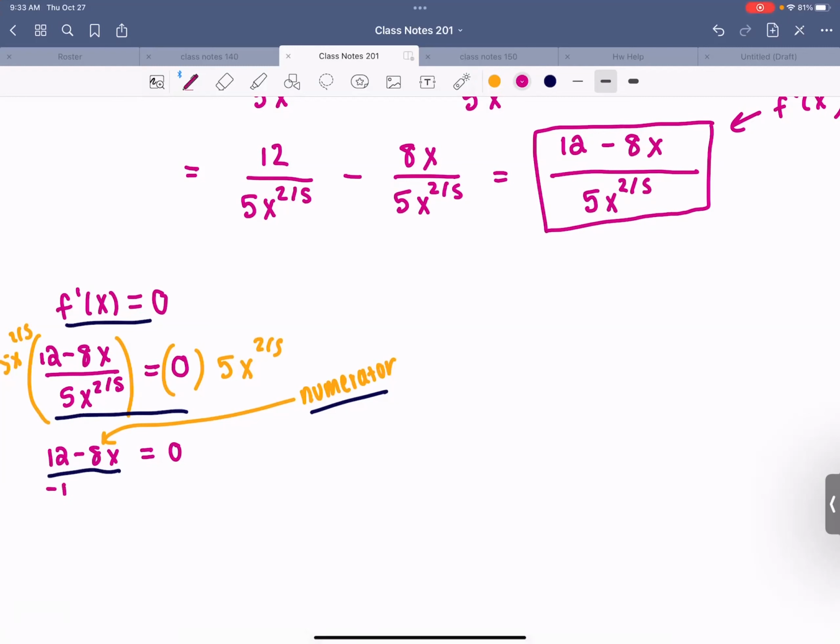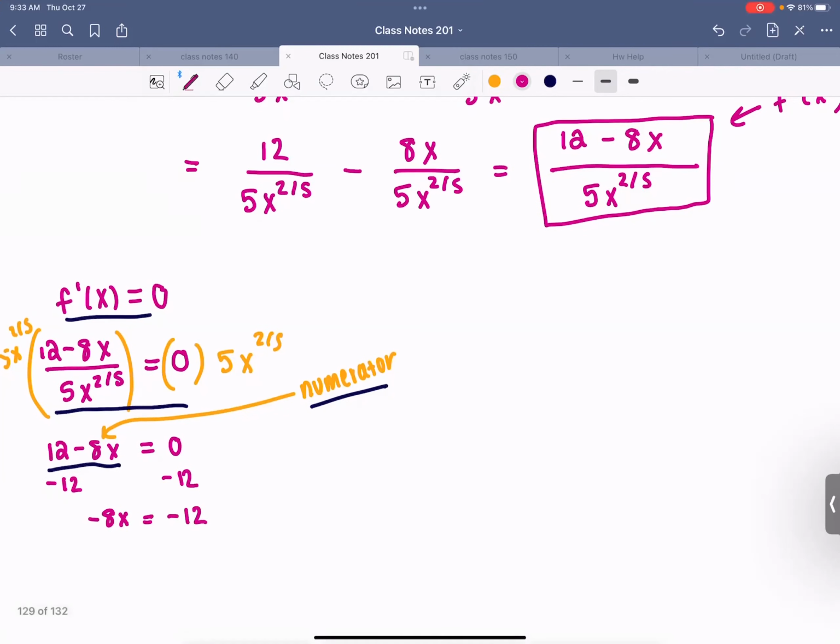All right, solving this is pretty easy. We can subtract 12 on both sides and get negative 8x equals negative 12. We can also divide by negative 8, right? And we get x equals 12 over 8, which I think is 3 over 2. Okay, so I found where my derivative equals 0, 3 over 2.